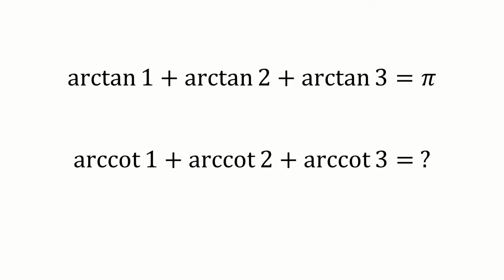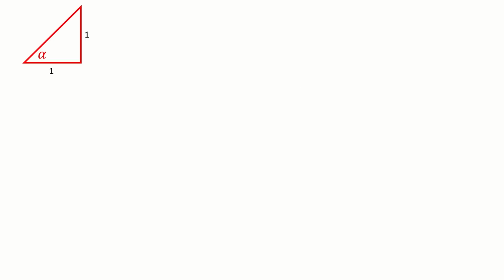And what about problem 2? The arccotangent 1 plus arccotangent 2 plus arccotangent 3. Again, we draw the triangle first. So here is alpha, which is pi over 4. And we got cotangent alpha equals 1 over 1, which equals 1. So the arccotangent 1 equals alpha. And we know alpha equals pi over 4.